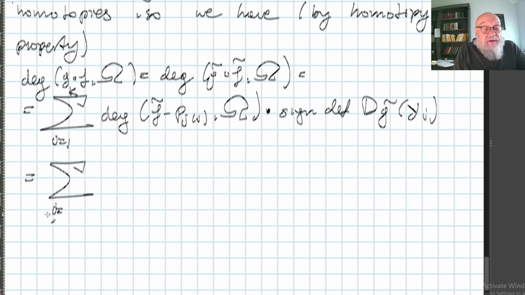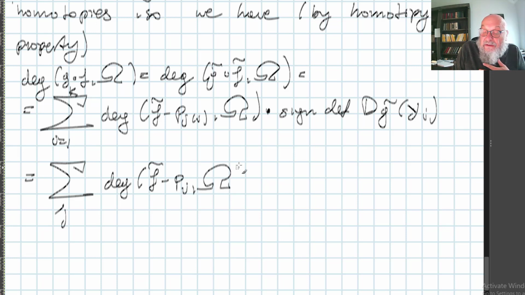So that means simply, let's say like this. This is exactly J. Yes, this will be the degree of f tilde minus pI on omega, times the degree of g on uj.